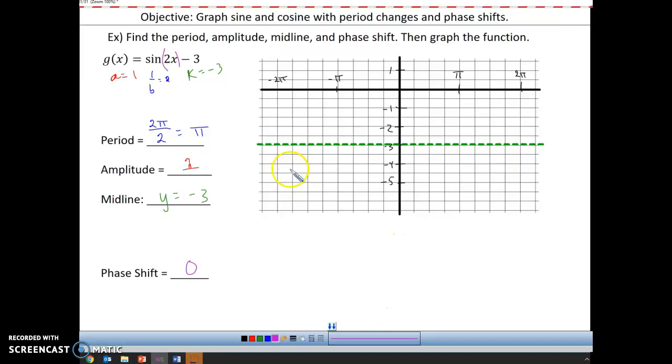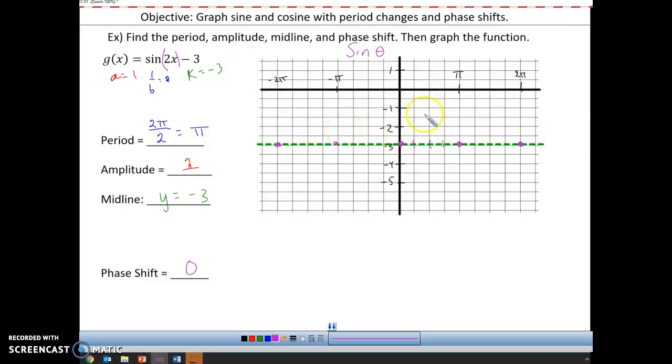So no phase shift. We have a sine of theta function. Sine of theta starts at the origin. And my period is pi. So every pi I should be back at this point. And what I'm going to do is split it in half and then into fourths. So here, here, and here I should have a point. So every one of these units I should have a critical value.